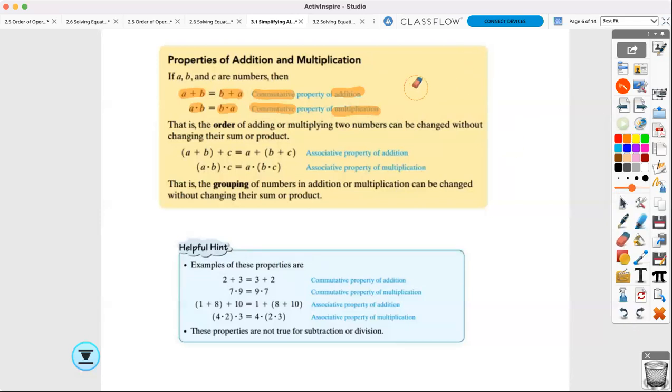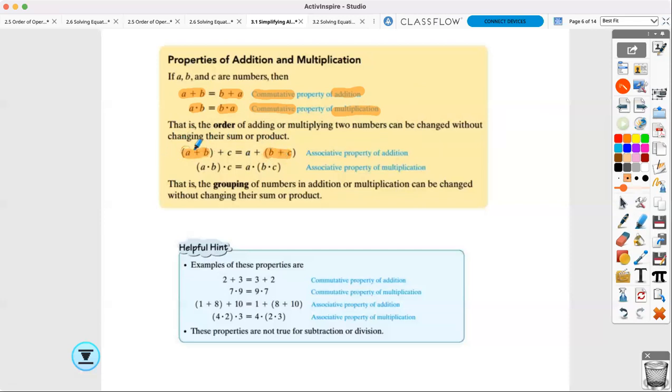So that's pretty cool to understand that operations have their limits. So let's look at the second property, the associative property. So they say that the order of adding and multiplying two numbers can be changed without changing their sum or product. So the associative property is saying that we can group letters in different orders.